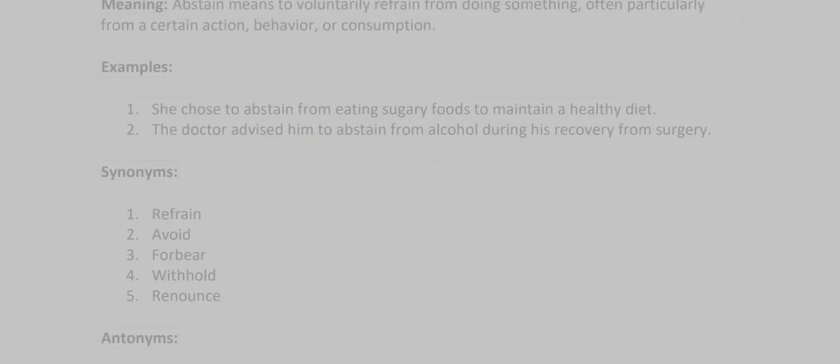Abstain. Meaning: abstain means to voluntarily refrain from doing something, often particularly from a certain action, behavior, or consumption. Examples: 1. She chose to abstain from eating sugary foods to maintain a healthy diet. 2. The doctor advised him to abstain from alcohol during his recovery from surgery.